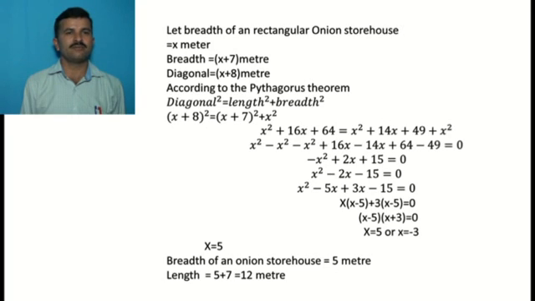Here x is a length, so it cannot be a negative number. Therefore, x not equal to minus 3. Therefore, you can take x is equal to 5. Therefore, breadth of the onion storehouse is 5 meters and length is 5 plus 7, that is equal to 12 meters, and diagonal of the onion storehouse is 13 meters.